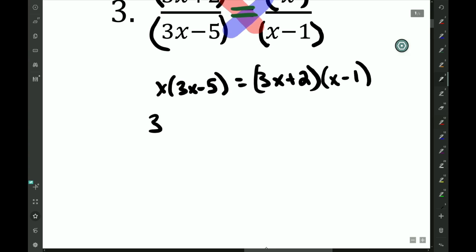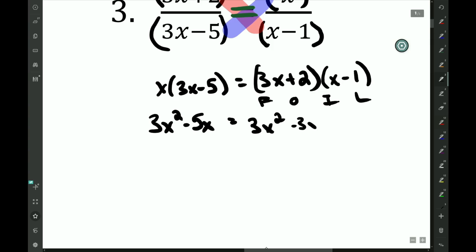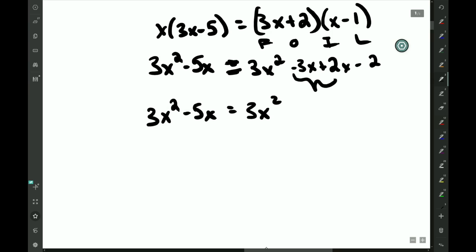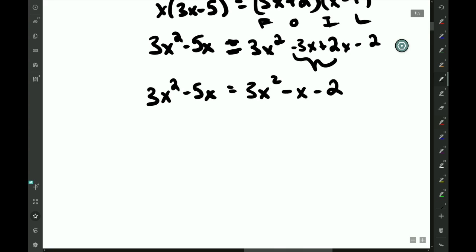Okay, this is 3x squared minus 5x. This here you need to FOIL. That's why, again, we did all the foiling before. 3x squared minus 3x plus 2x minus 2. Okay, again, this is equals in between 3x squared minus 5x equals, combine like terms, so minus x minus 2, and then begin to solve.